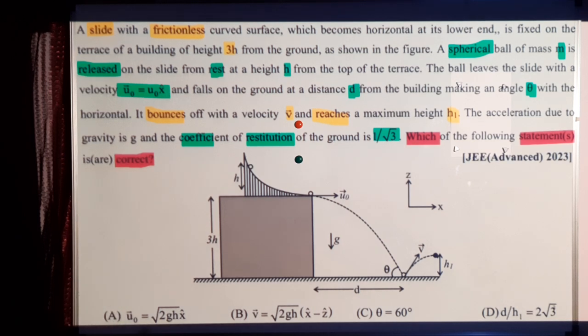Option A, u0 is square root of 2gh x cap. B, v is square root of 2gh into x cap minus z cap. Option C, theta is 60 degrees. Option D, d by h1 is 2 root 3. There is more than one correct option, so I have to check all these options individually. You can pause and try this question. It's not a difficult question.